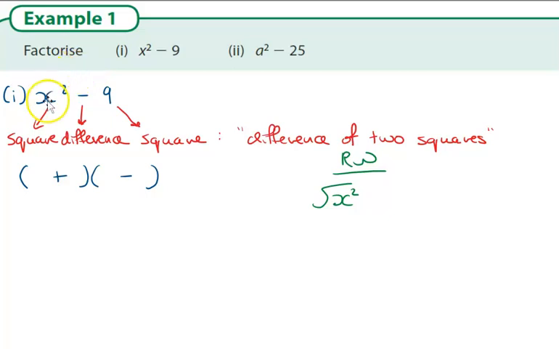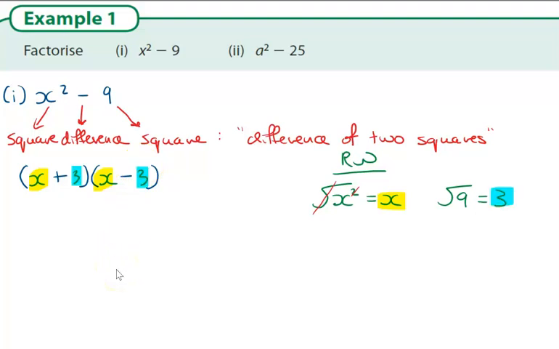We're going to square root the first term. The first term is x squared, and the square root of x squared is x because the root and the squared cancel. So x is going to go in the front of both brackets. It's very important that it goes in the front and not the back. The square root of the first term must go in the front of both brackets. Then we're going to square root the second term. The square root of 9 is 3. So 3 is going to go in the back of both brackets.